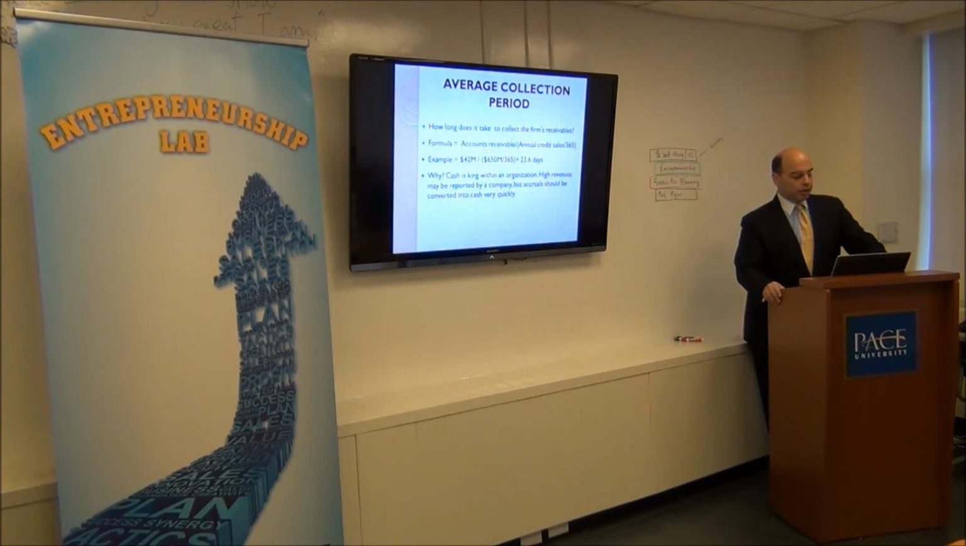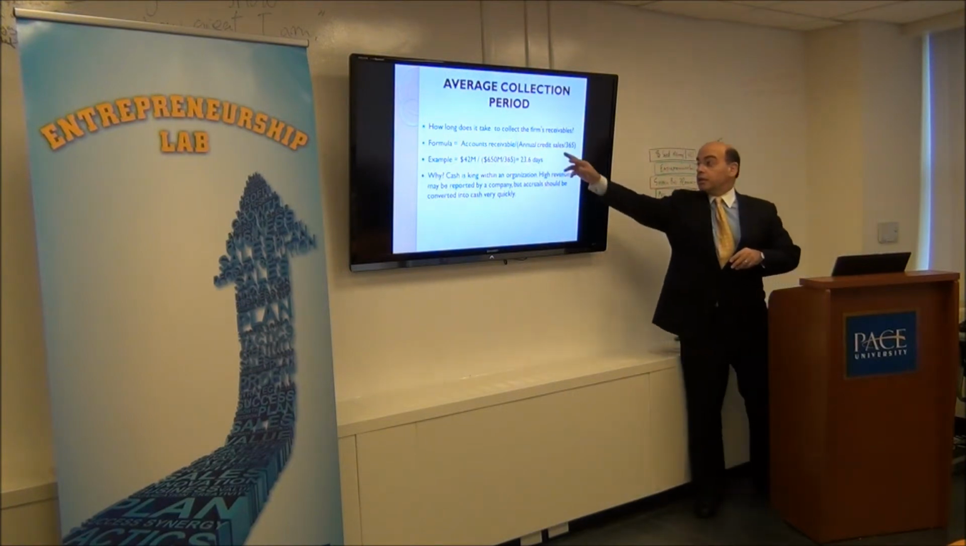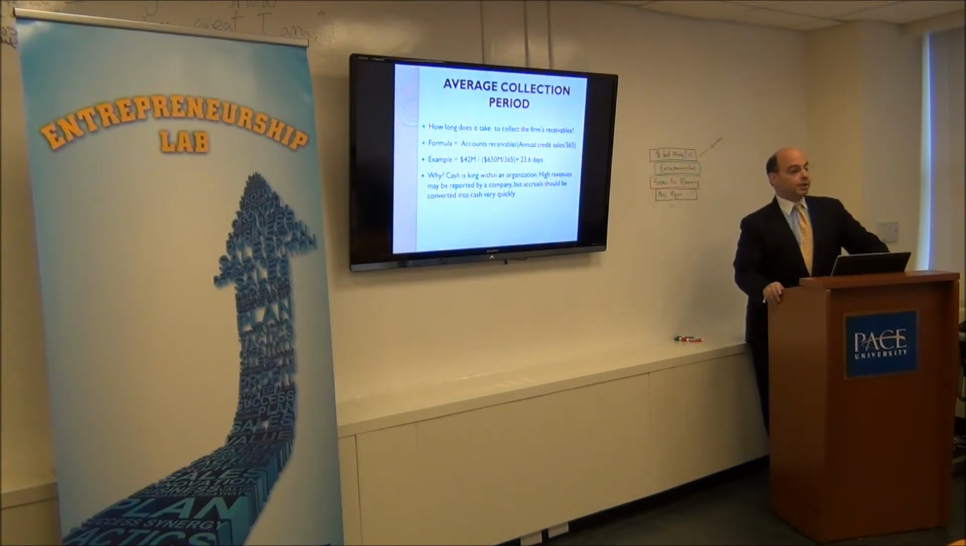So, you look at this ratio, and yes, the formula is accounts receivable divided by annual credit sales divided by 365 days in the year. Okay, so it's really my accounts receivable over my daily sales. That's what we're doing here. I'm converting it to a daily. And in this example, it's 23.6 days. And let's just say typical industry where the terms are net 30 days. And that's good. That's okay.